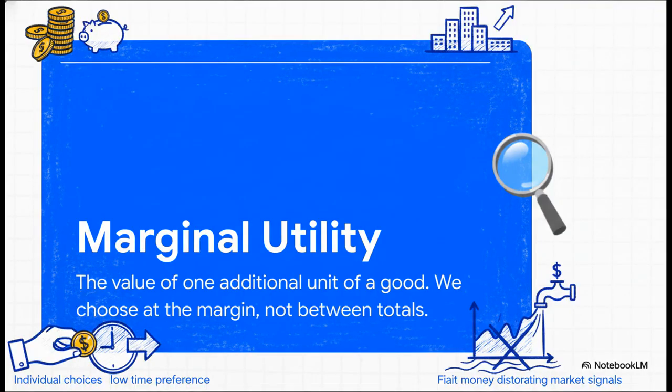And the key that unlocks this entire paradox is a concept called marginal utility. See, we never choose between all the water in the world and all the diamonds in the world. We only choose at the margin. Because water is everywhere, the next glass of water has very little value to us. But because diamonds are so scarce, the next diamond is incredibly valuable. It's not about the total, it's about the value of just one more unit.